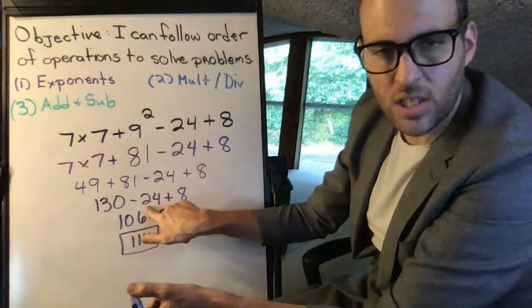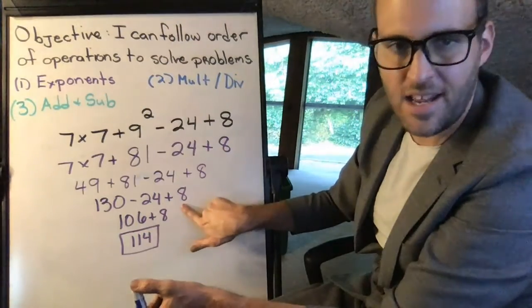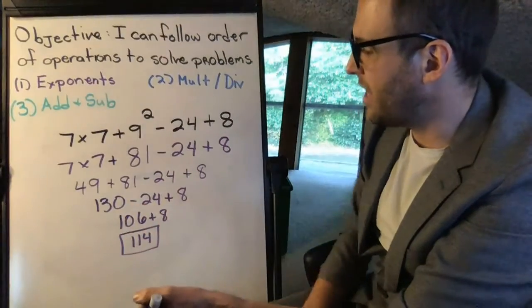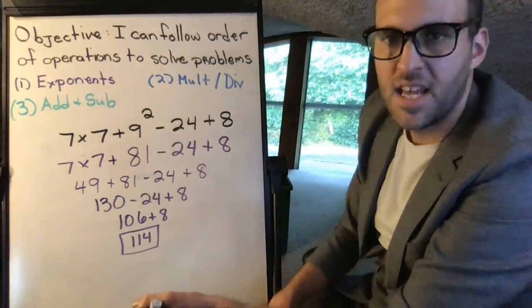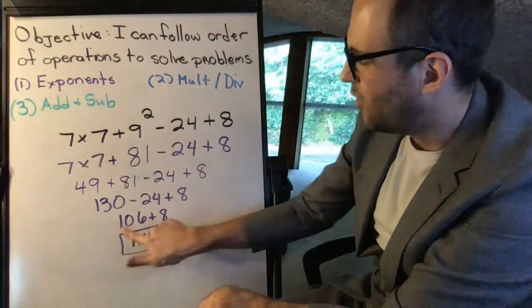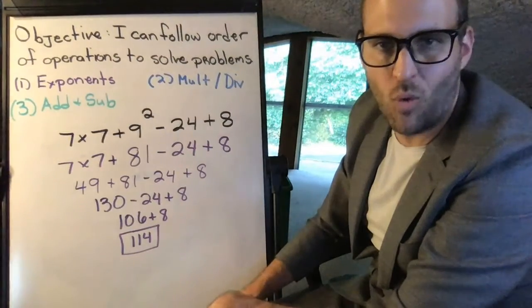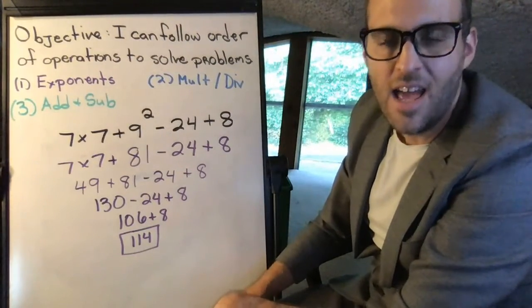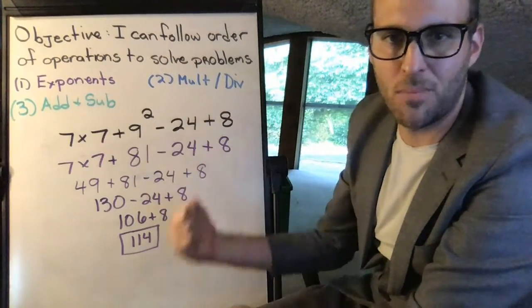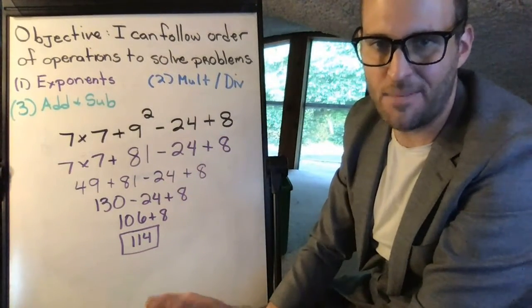You then subtract 24. You don't do the next addition. You have to go in order, left to right. 130 minus 24 is 106. Now you can finally add that last addition problem with 8. 106 plus 8 is 114. And whew, that's like lifting a 20-pound dumbbell with your brain there, friends. So good job getting through it.